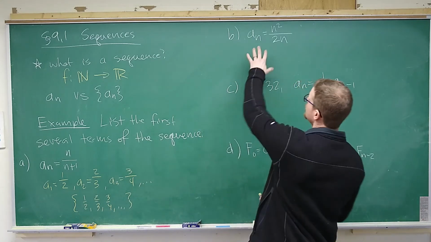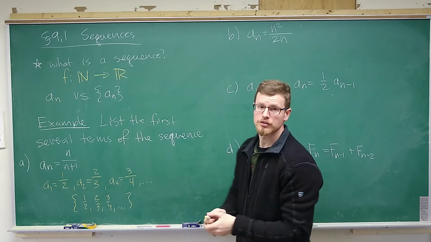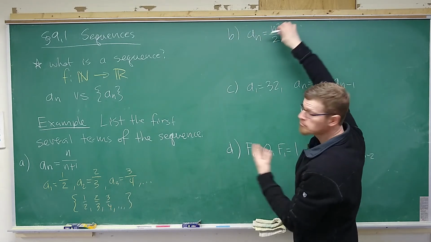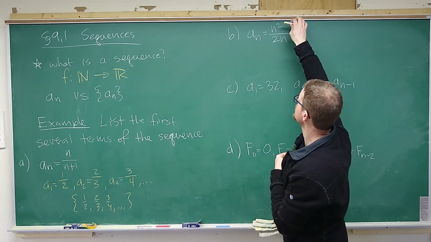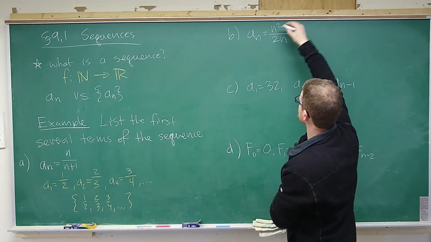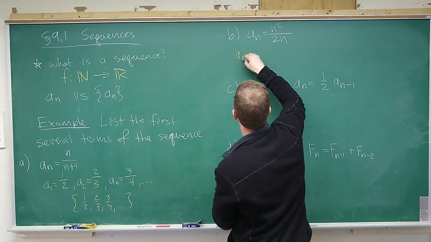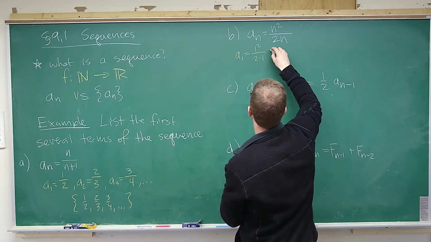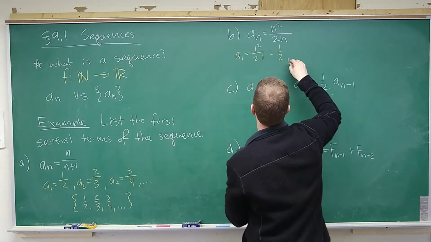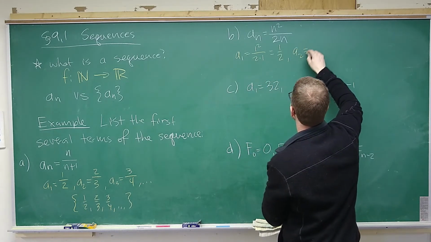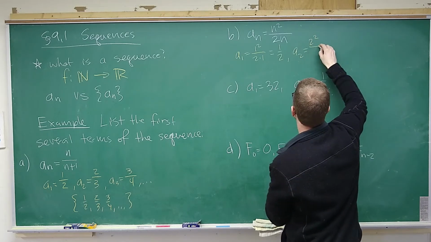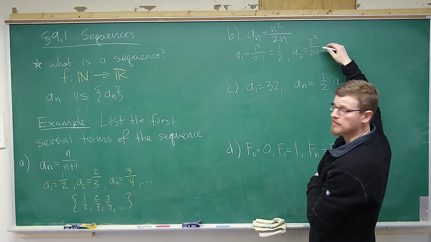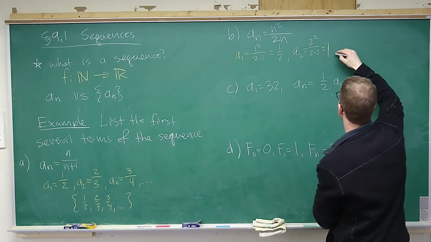Excellent. For our next example, take another look at an example where the terms are given explicitly as a function. This is a function of n. So we have a sub 1 is equal to 1 squared over 2 times 1, which of course is just 1/2. A sub 2 is equal to 2 squared divided by 2 times 2, which of course is just 4 divided by 4, or 1.